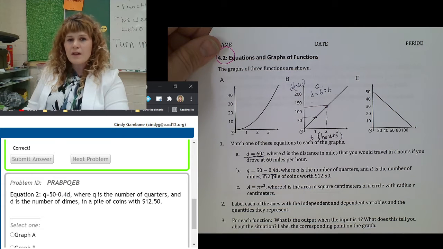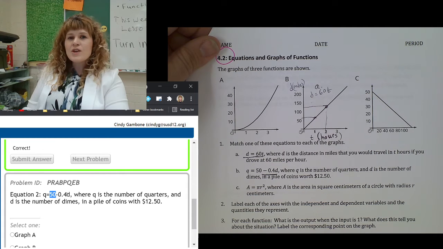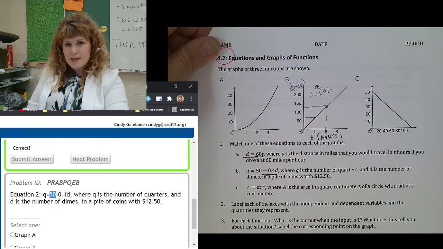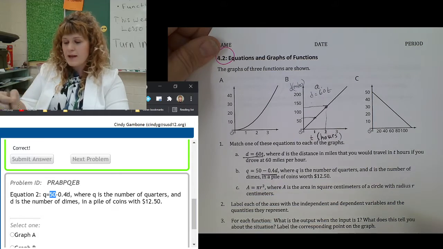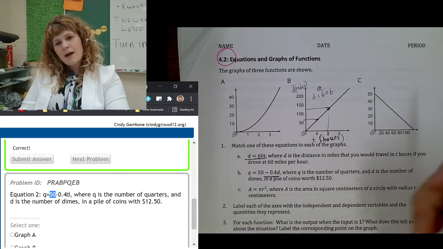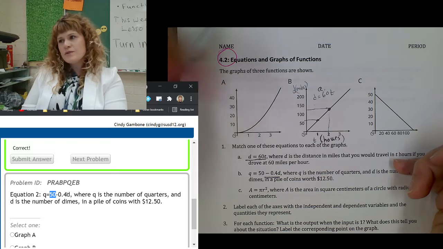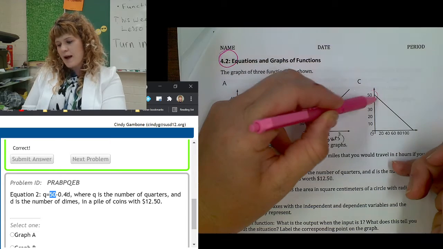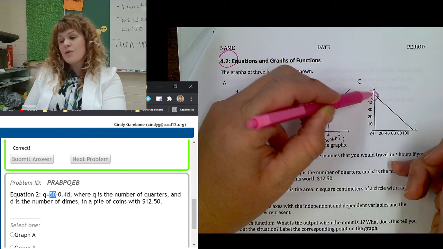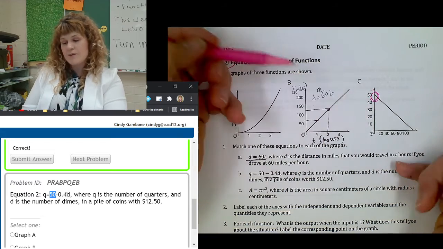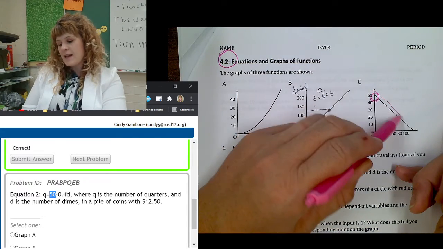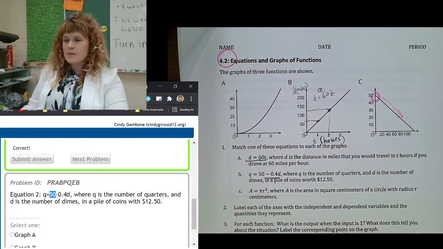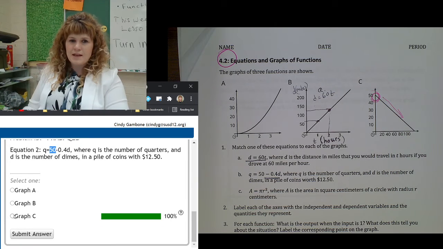And you have a lot of experience with graphing now. You know that the constant term, 50, is the y-intercept. The constant term is the y-intercept. So just by looking at the equation, you know it crosses the y-axis at y equals 50, and it has a negative slope. And that's what we see in graph C.